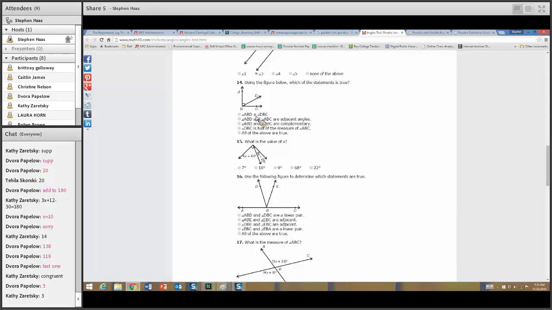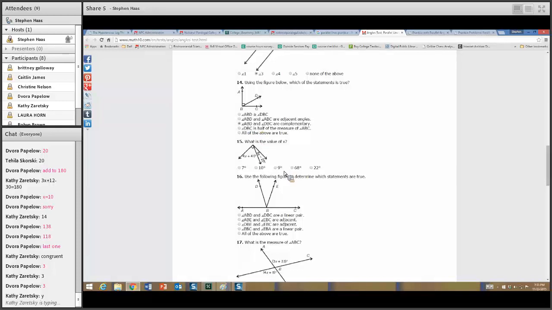Which two are adjacent, by the way? ABD is adjacent to DBC. That means they're next to each other. What about the third one? ABD and DBC are complementary. That is true, because this angle and this angle have to add up to the whole ABC, and the whole ABC is 90. So they're complementary.